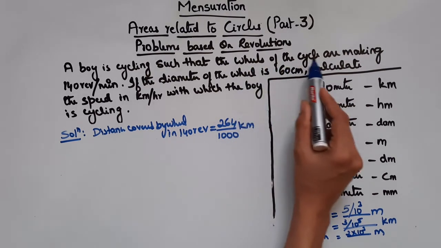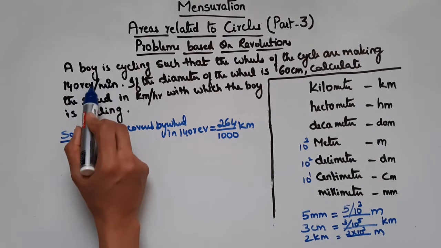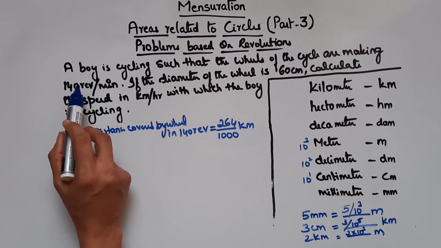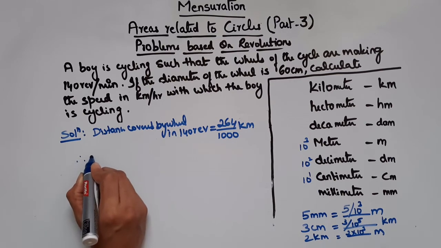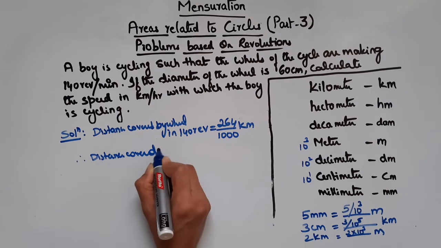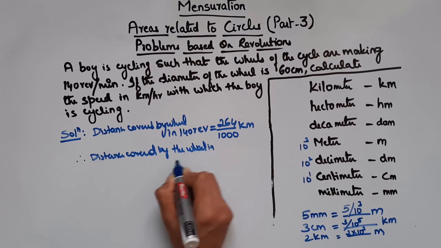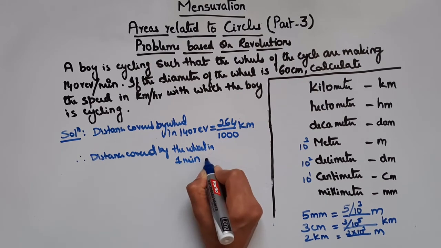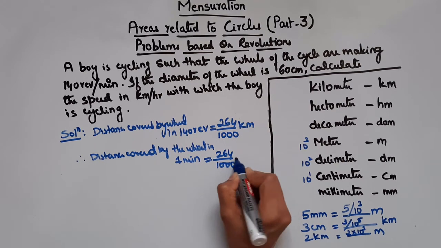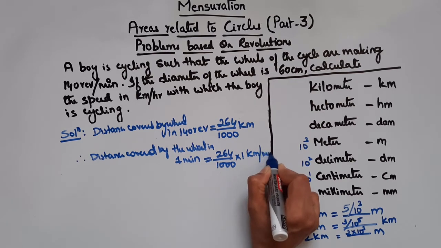Here it is given wheels of the cycle are making 140 revolution per minute. That means distance covered in 1 minute is equal to the distance covered by the wheel in 140 revolutions, right? So therefore we can write distance covered by the wheel in 1 minute is equal to 264 by 1000 into 1. So now we have kilometer per minute, right?